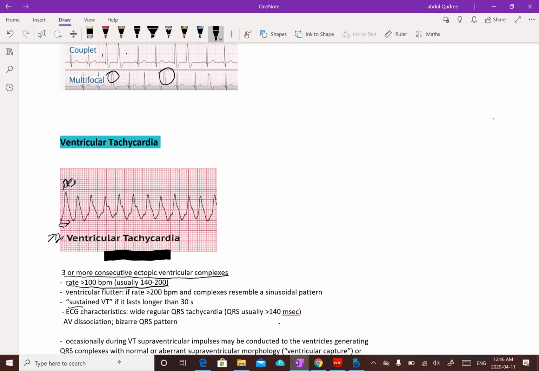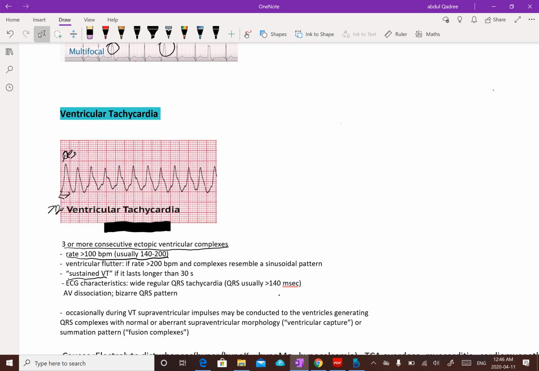Sustained VTAC. When we talk about sustained VTAC, it means that it's lasting greater than 30 seconds. So usually it lasts greater than 30 seconds. Non-sustained means lasting less than 30 seconds. When we talked about ECG characteristics, I just talked about QRS wideness only, but if you notice, another thing is that there are bizarre type QRSs. It's pretty much very bizarre, to say it like that.